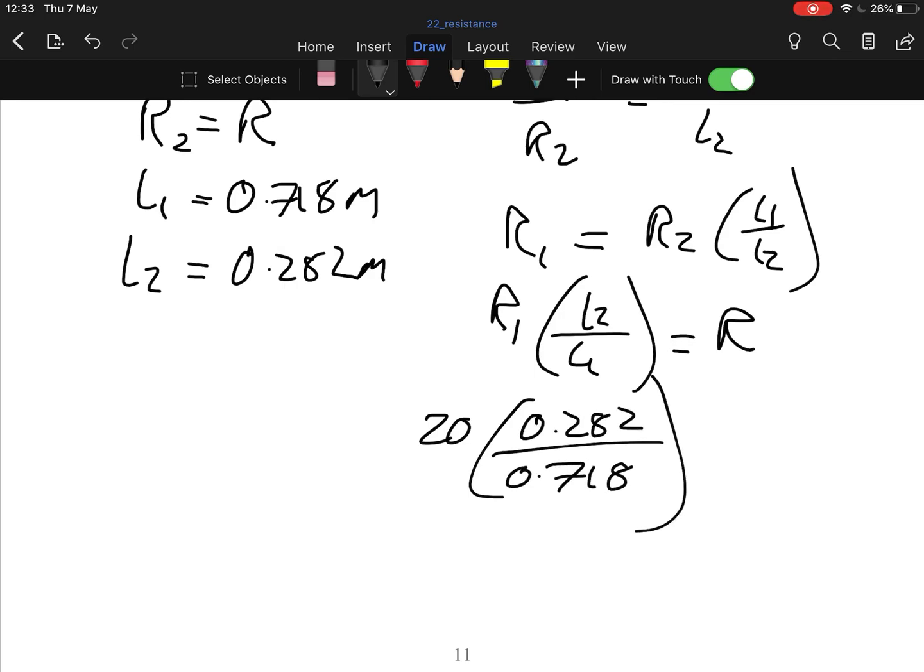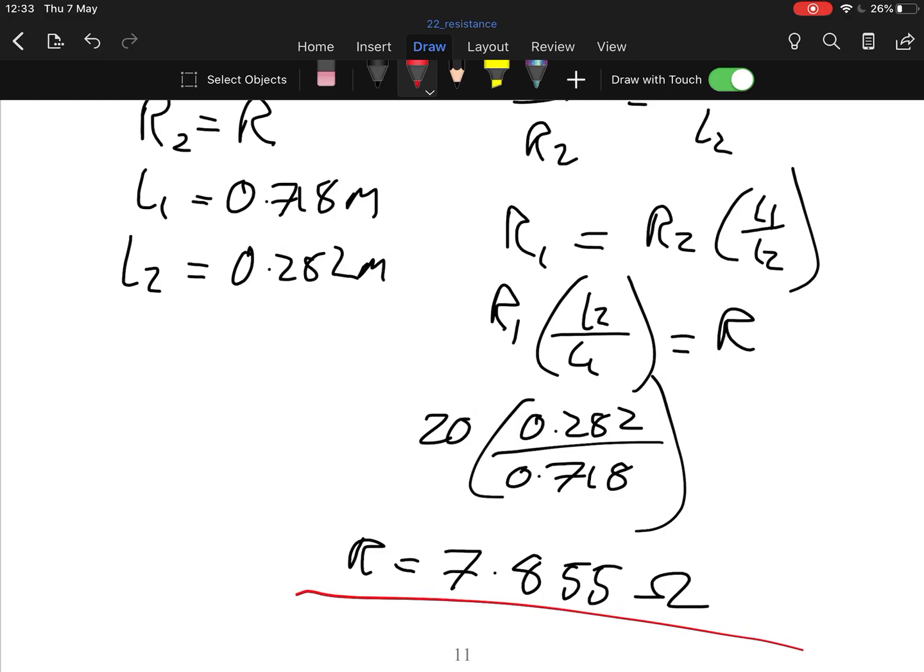0.282, 0.718. And let me see, what do I get? So 20 times 0.282 over 0.718 gives 7.855 ohms. There you go. Done. Okay, so fairly straightforward. Okay, easy enough to do.